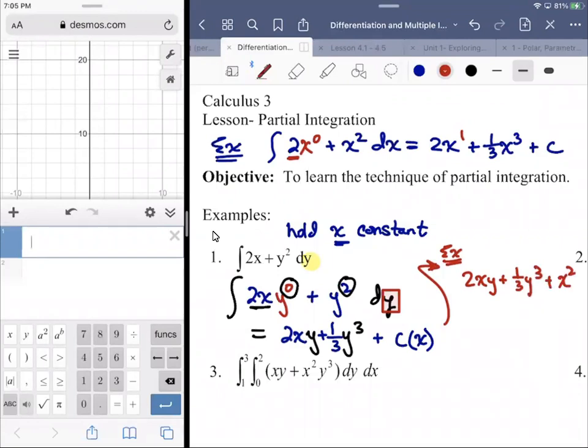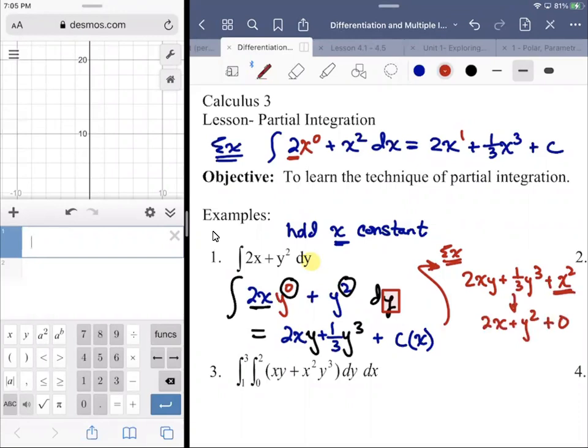If I were to take the partial derivative of that with respect to y, just like we did here, that would go to 2x plus y squared plus 0, because this does not have a y in it. So that's one possible result.